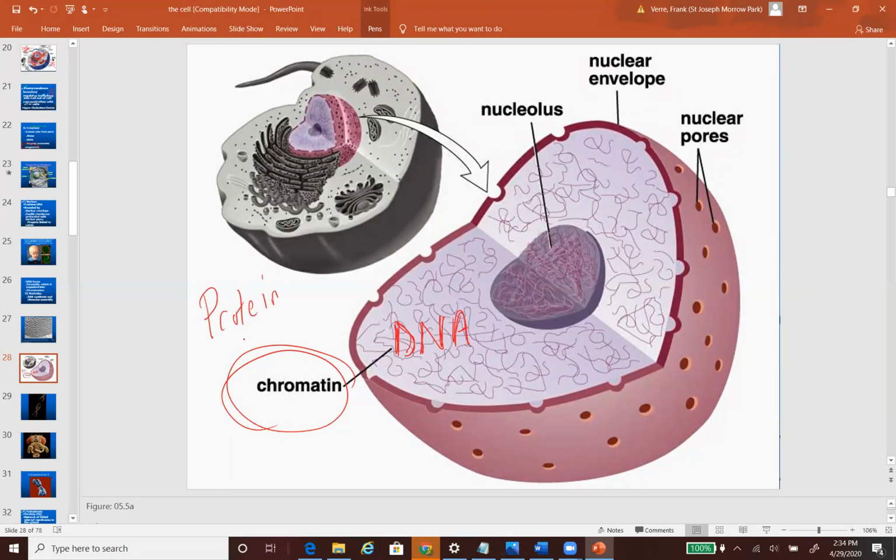So let's say the protein is something like hemoglobin, or maybe insulin. Okay, the DNA. Think of it like a recipe on how to make these proteins. Now, the recipe is in the nucleus, but the actual proteins are made outside the nucleus. So if the information is in the nucleus, but we make it outside the nucleus, then what has to happen is the information has to go from inside the nucleus to outside the nucleus.